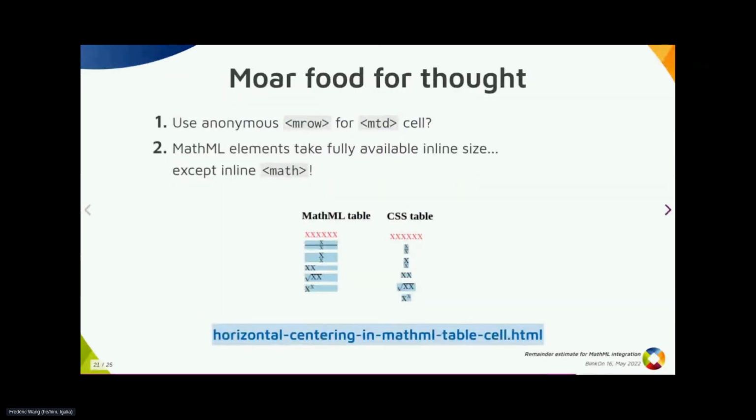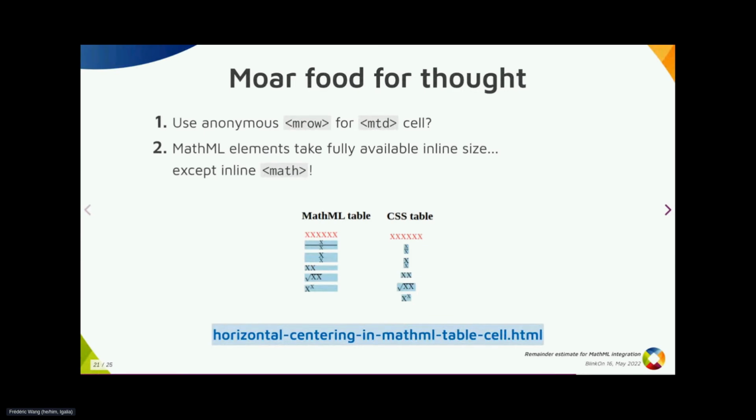To be honest, we haven't really started to tackle that issue, but there are two possible ideas. First, if we wrap in an anonymous mrow, we can probably move back to the first case where the annoying line breaking does not happen anymore. Next, the core issue is that MathML elements are implemented as blocks and take the full available inline size. However, there is an exception. The inline math elements do not behave that way.